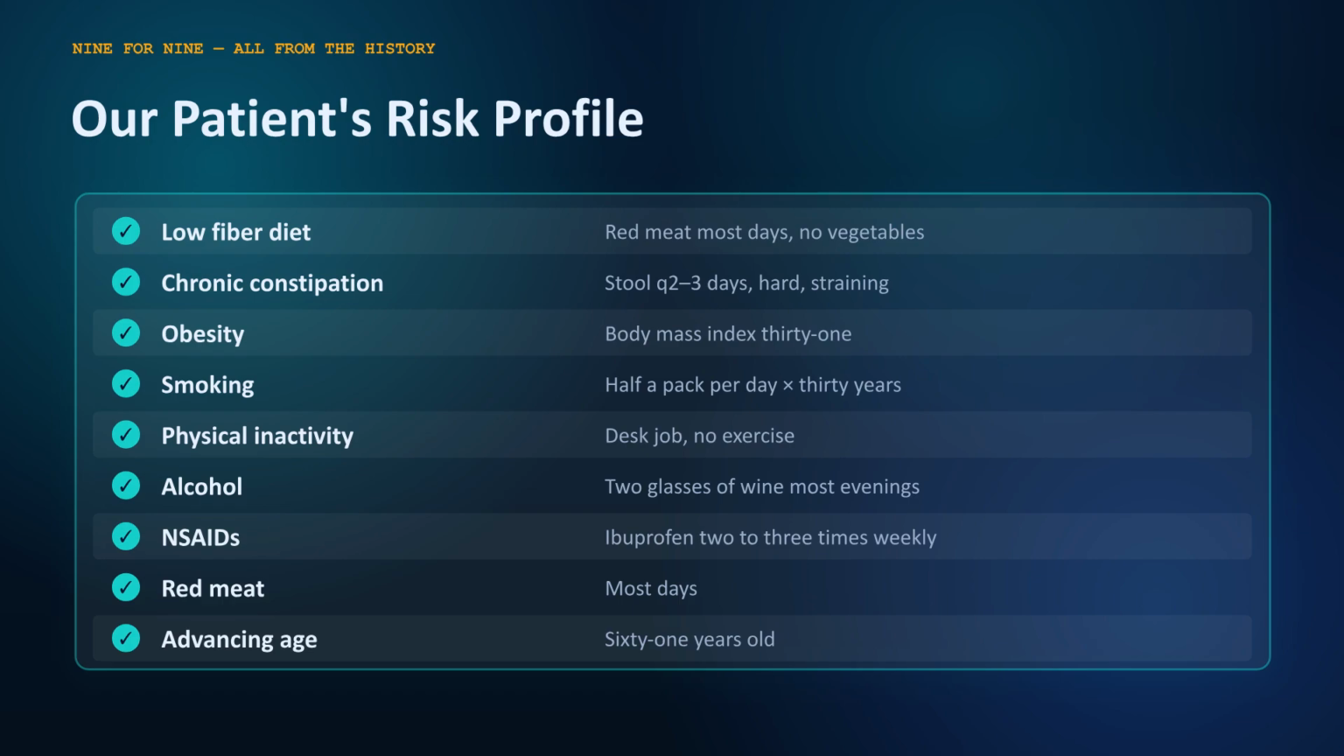Here is his risk profile laid out against the full list. Low-fiber diet, yes. Chronic constipation, yes. Obesity, yes. Smoking, yes. Physical inactivity, yes. Alcohol, yes. Non-steroidal anti-inflammatory drugs, yes. Red meat, yes. Advancing age, yes. That is 9 for 9. Now this is worth pausing on for a moment. We did not order a single test to build this table. There is no laboratory value on it and no imaging. Every row came out of the history we took in clinic. And that is the teaching point. The story tells you why this colon looks the way it does long before the scope ever goes in.